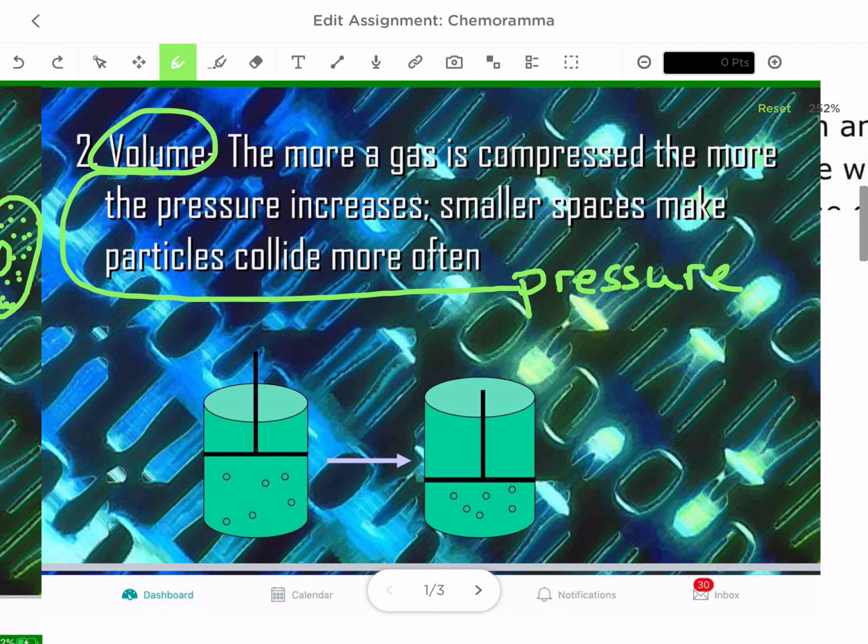So the more a gas is compressed, in other words, these 1, 2, 3, 4, 5, 6 particles have this much space to run around in. If I decrease the volume, what happens to the pressure? It's these same 6 particles, but they have less space. So now they collide or push on each other more often. So if I decrease the volume, the pressure actually increases.